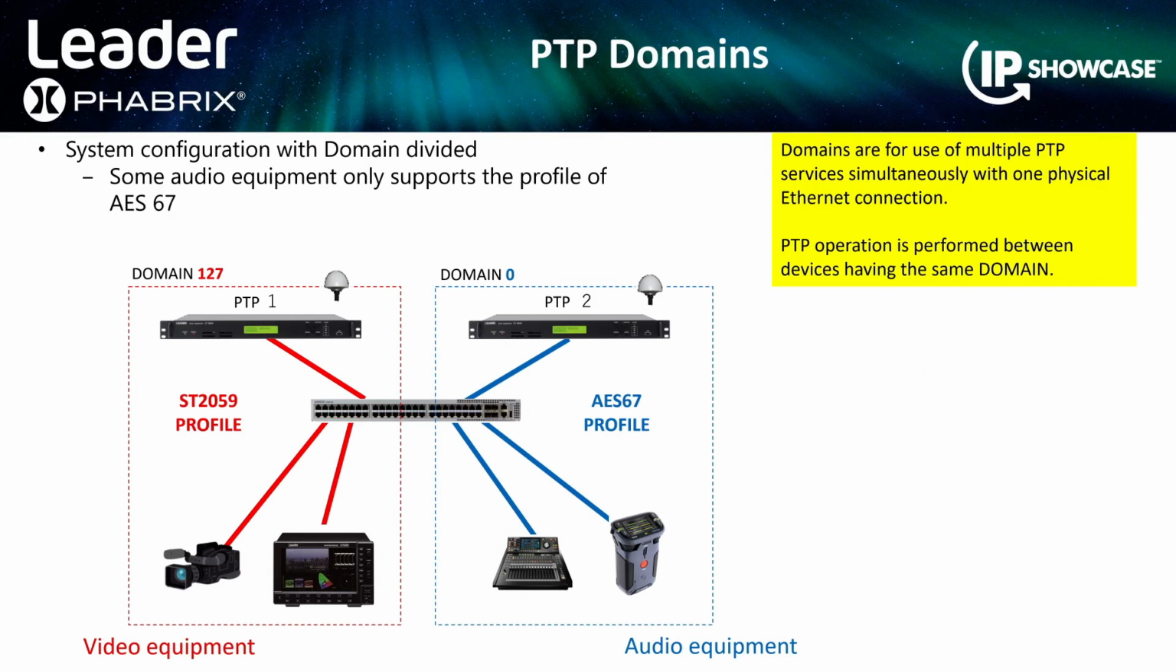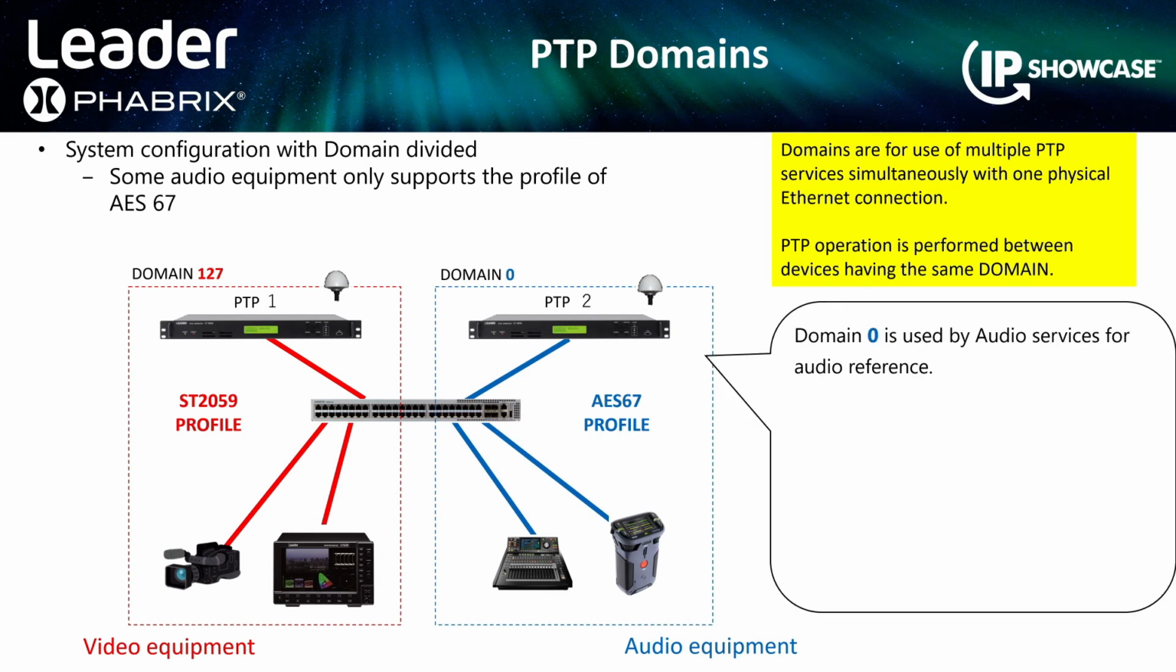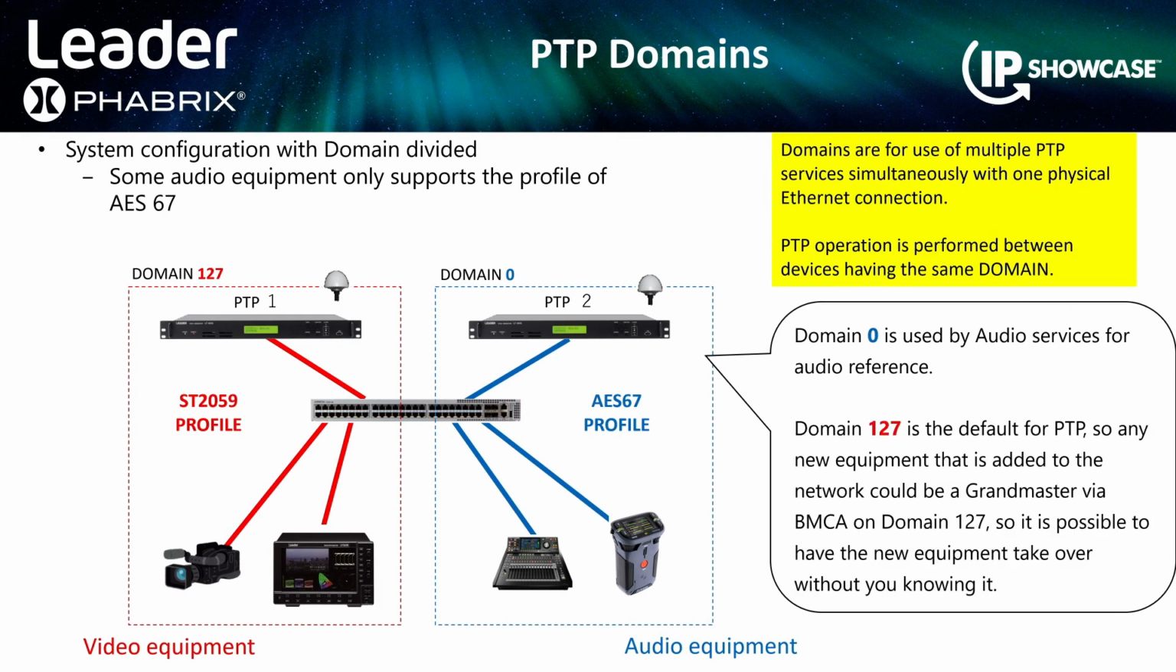The next piece, and go and look at IP systems out there and you will see them set for this, is domain 127. We highly recommend that you do not use domain 127. The reason being is that if you plug a new device onto your network and its priorities and its clock class are of such a setup, it could become the Grand Master on your network. And that could then have serious repercussions for every device connected on the network.